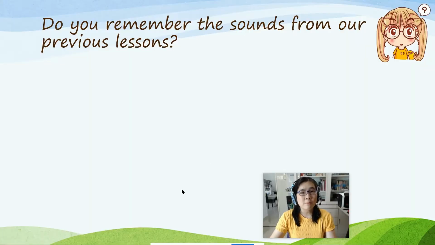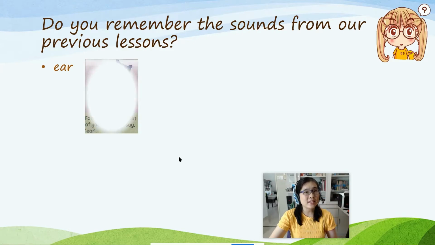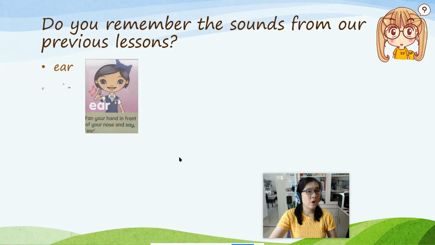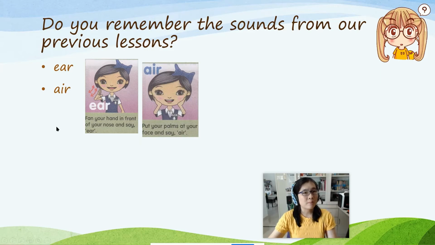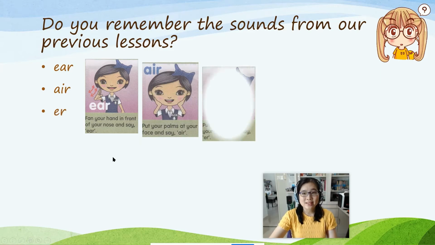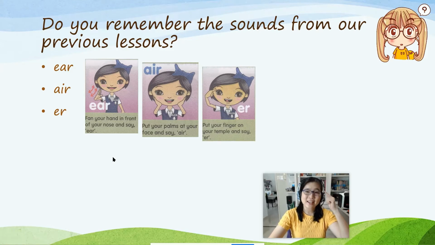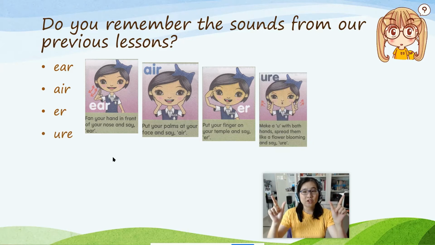Alright girls, do you still remember the sounds from our previous lessons? Let's do some revision. The first one is E-A-R, ear. What about A-I-R? A-I-R, air. What about E-R? E-R, and then U-R-E, year. These are the four sounds that we have learned in our first lesson.